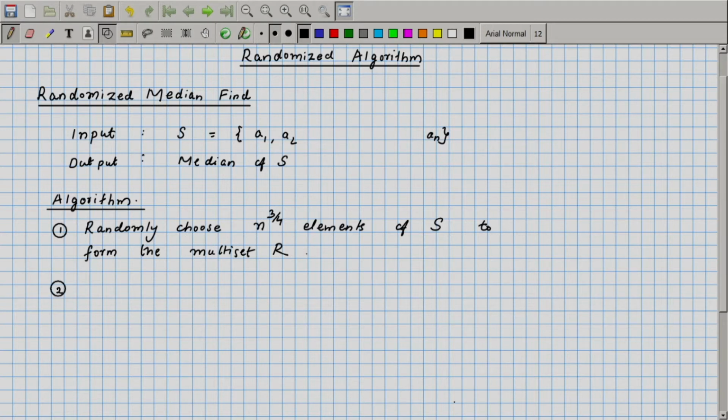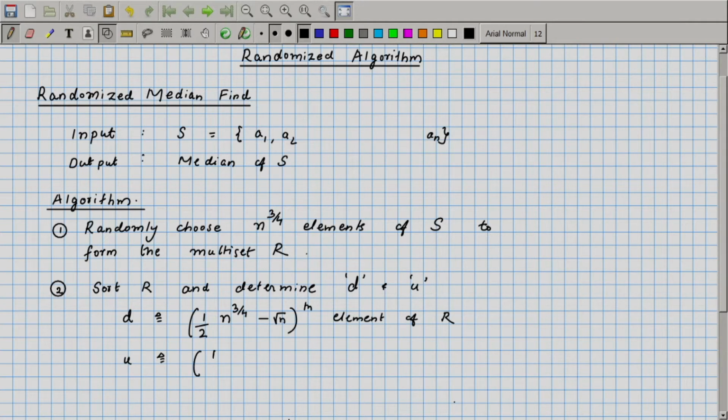And the second step is sort R and determine two numbers D and U. So, D is the half n raised to 3 by 4 minus root n th element of R, and U is the half n raised to 3 by 4 plus root n th element of R.